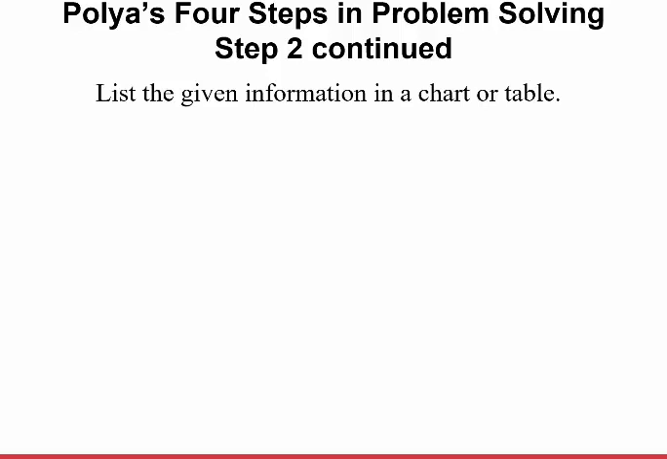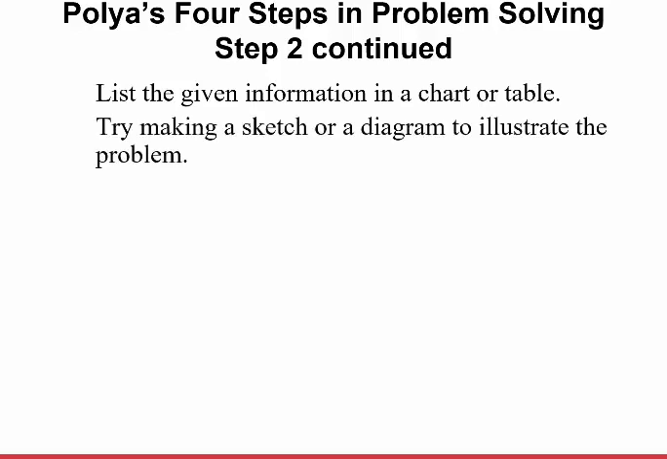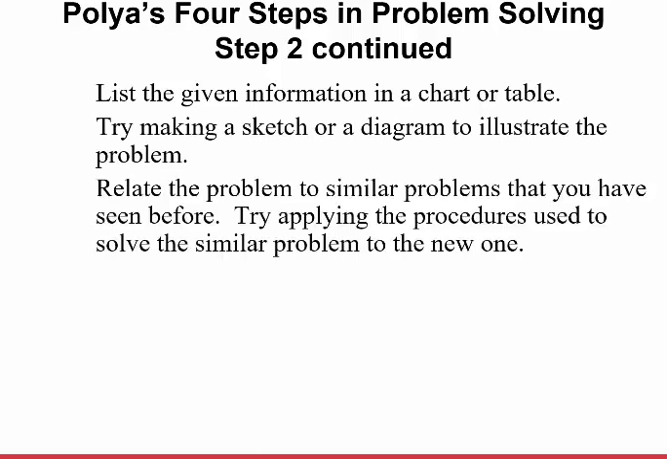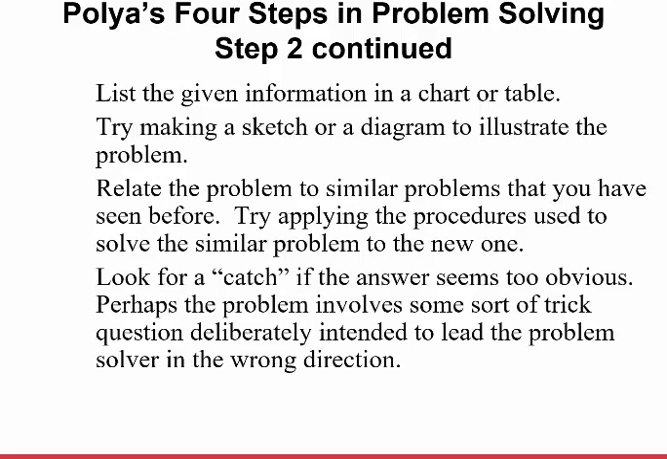Here are some other ways. We can list the given information in a table or chart, and maybe looking at that will help us glean something. We can try making a sketch or diagram to illustrate the problem. You can relate the problem to similar problems that you have seen before, trying to apply the procedures used in similar problems to this new one. You want to look for what they call, quote unquote, a catch.